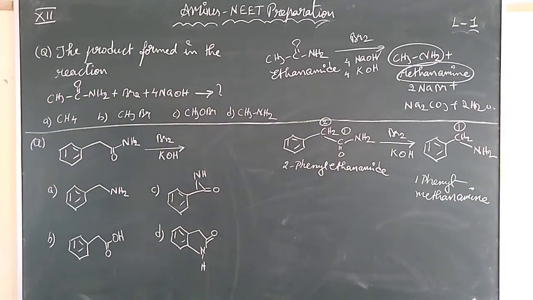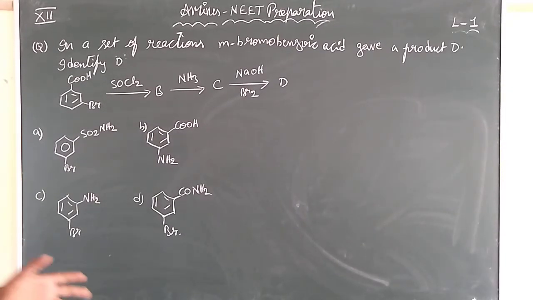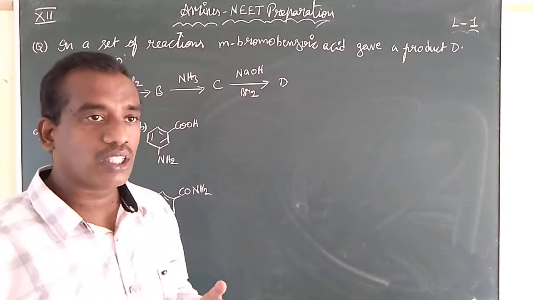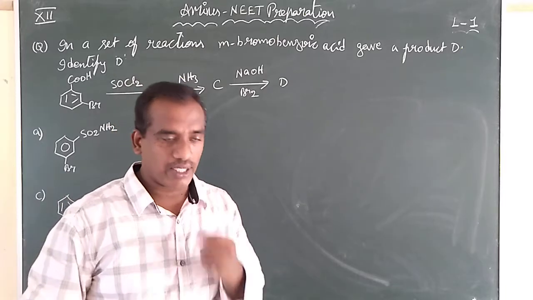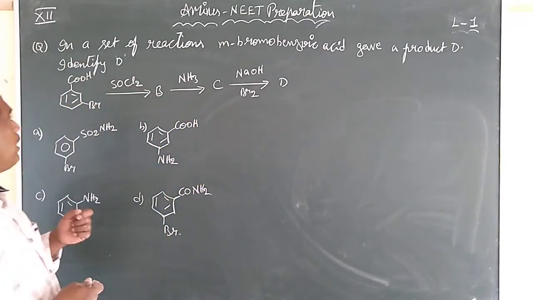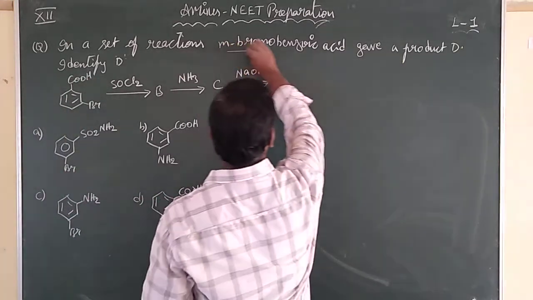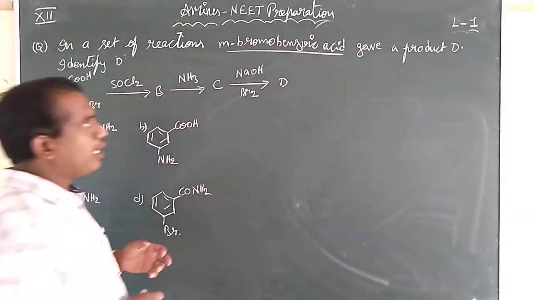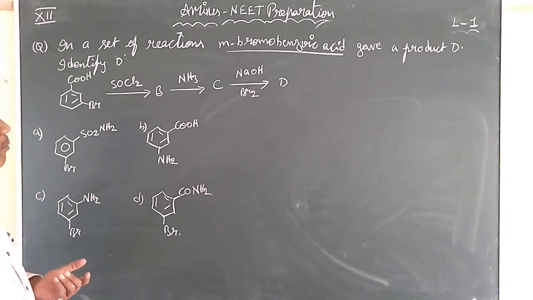Don't be afraid of seeing the reactants. You think about the reagent, then you can get the answer. See this question, children. Whatever questions I am giving are from the different models given in the previous years. By that we can understand whether it is a direct question or indirect question. Once see the question here. In a set of reactions, meta-bromobenzoic acid gave a product D. Identify the D.